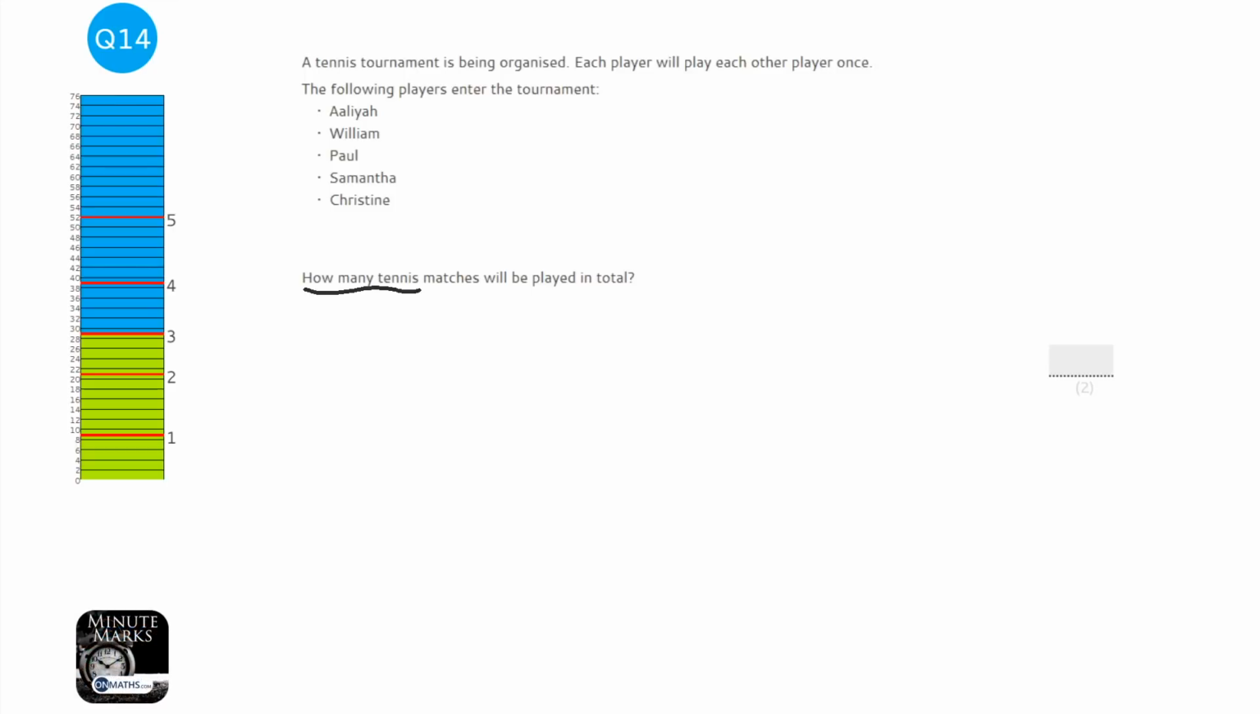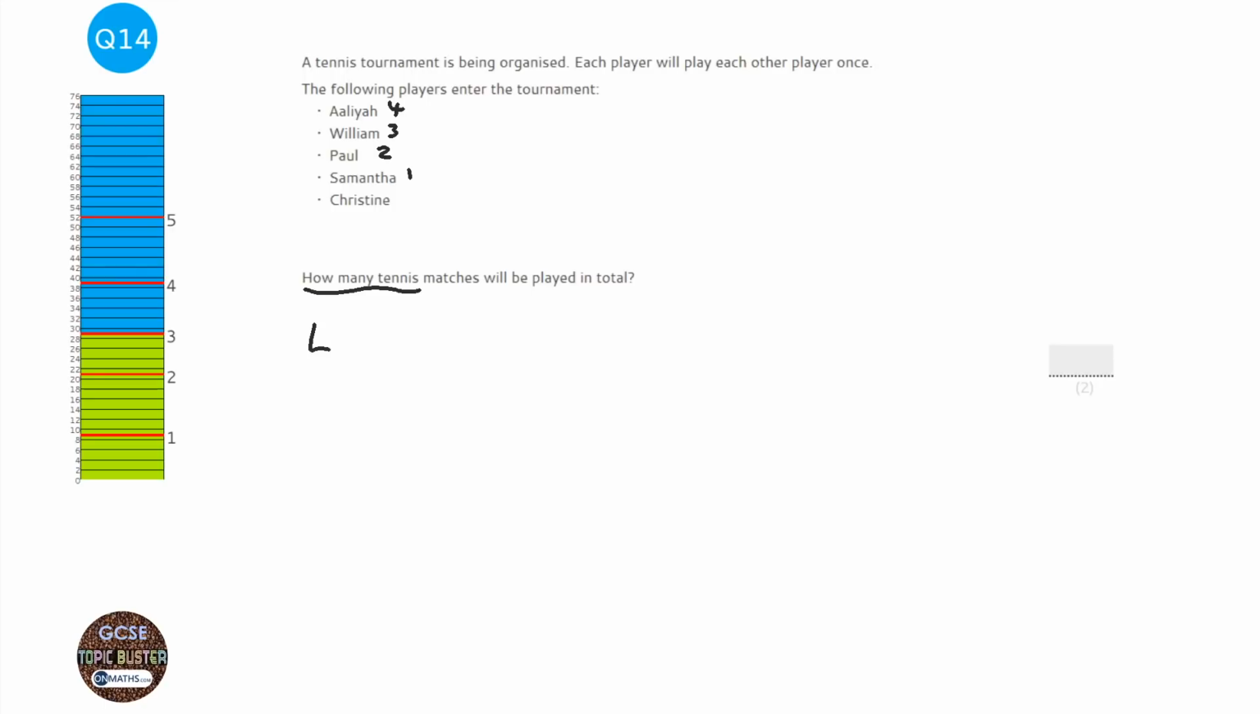Elias has four people that he's going to play against: William, Paul, Samantha, and Christine. William, well, we've already counted Elias' match with William, so William only has three left that he can play. Then Paul, we've already counted his match with the other two, so he's only going to play Samantha and Christine, other than his matches we've already counted. Samantha only has Christine left to play after we counted all the other matches. And Christine's matches have already been counted so far.